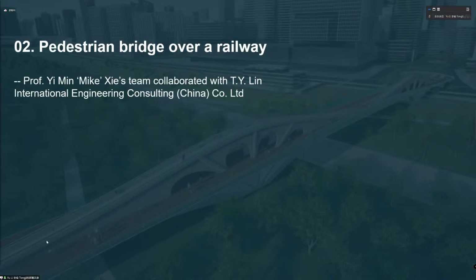The first project is a pedestrian bridge over a railway. This is a collaboration between our team and the T1 company.